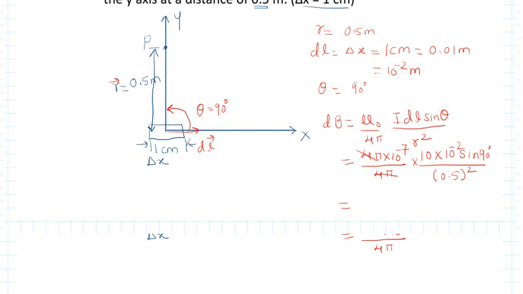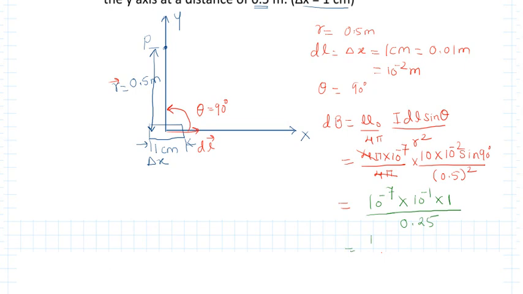Let's simplify this thing over here. We are left with 10 to the power negative 7 times, this will solve as 10 to the power negative 1 and sine 90 is 1. In the denominator, 0.5 squared will become 0.25. Okay. So in the numerator, I have 10 to the power negative 8 and 0.25 in the denominator.